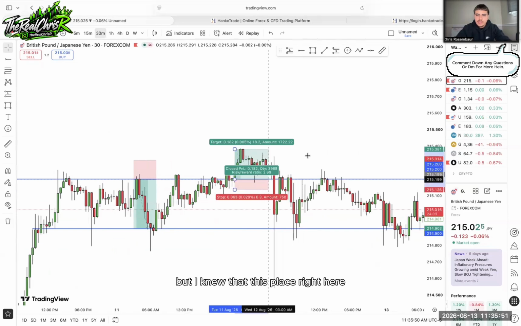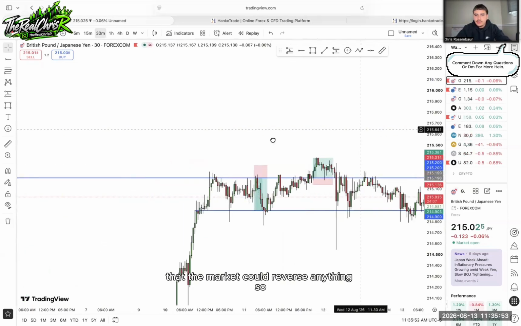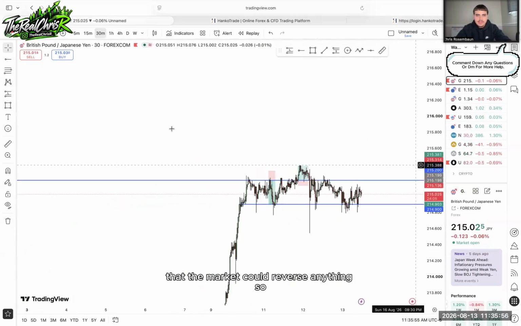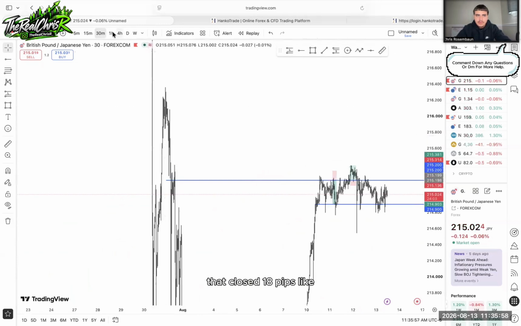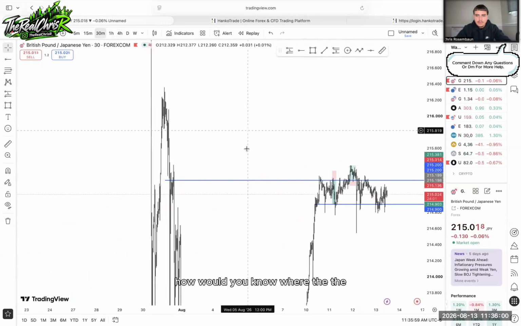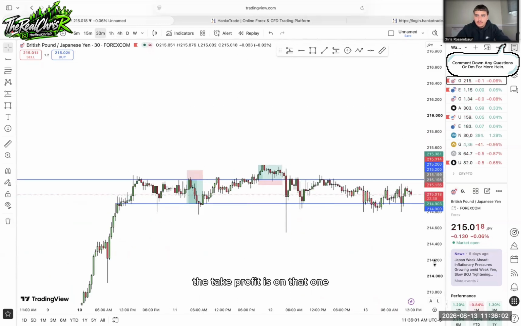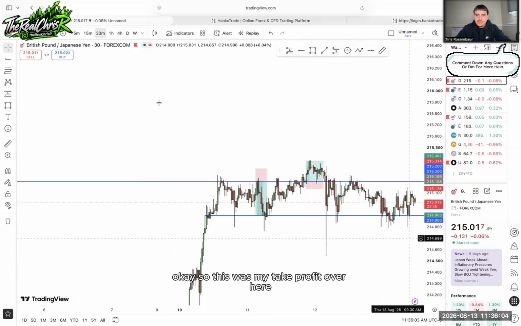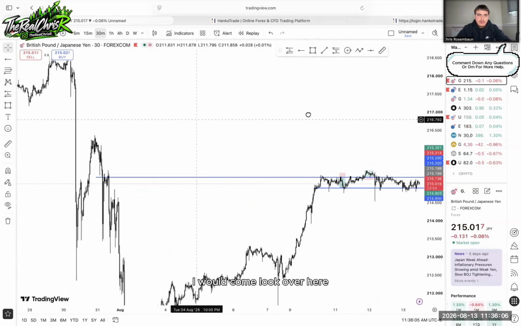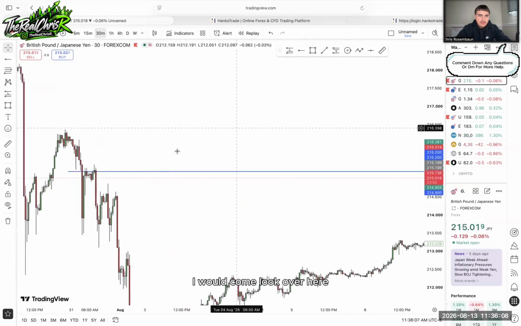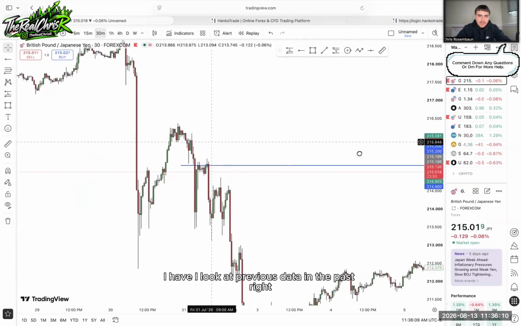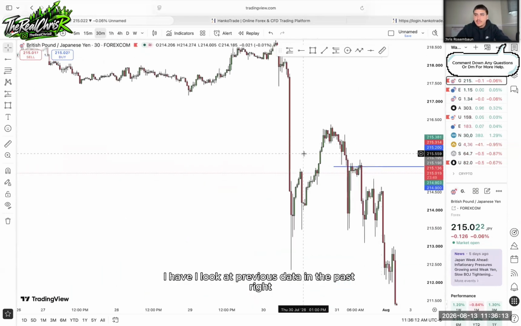But I knew that this place right here was an area in the market that the market could reverse any single time. So that top one that closed 18 pips, how would you know where the take profit is on that one? Okay, so this was my take profit over here. I would come look over here. I look at previous data in the past.